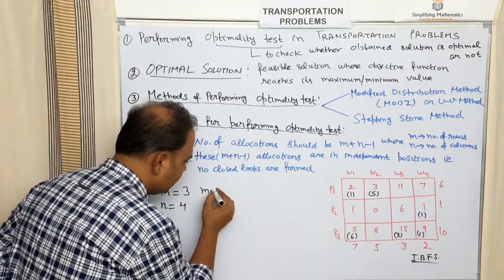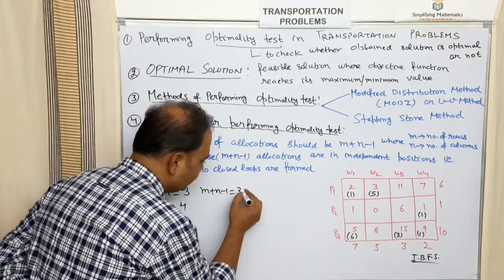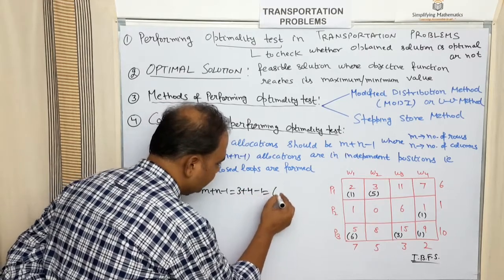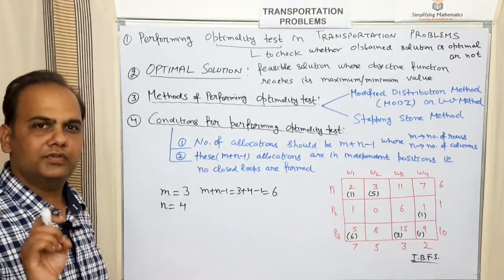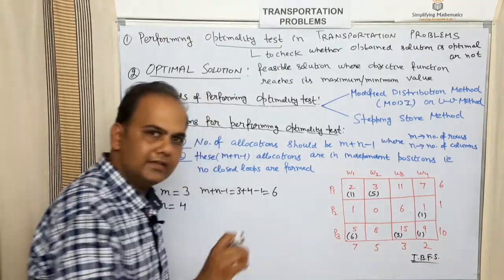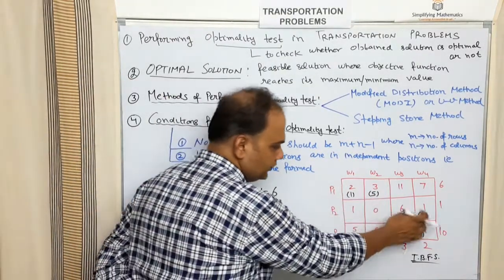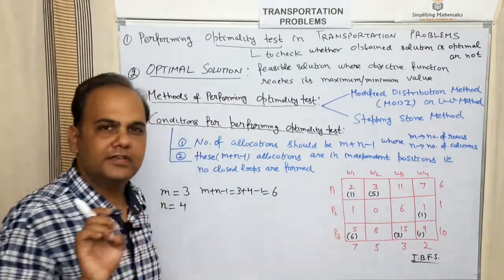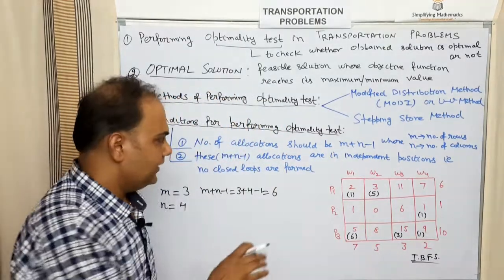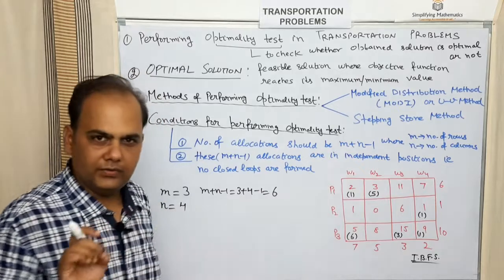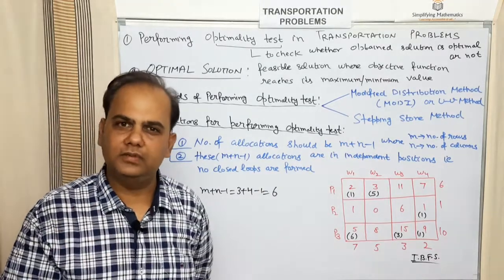Now m plus n minus 1 is what? So that is 6. So you have to check whether there are 6 allocations in the initial basic feasible solution. So 1, 2, 3, 4, 5, 6. So the first condition is satisfied. There are m plus n minus 1 allocations in the basic feasible solution.